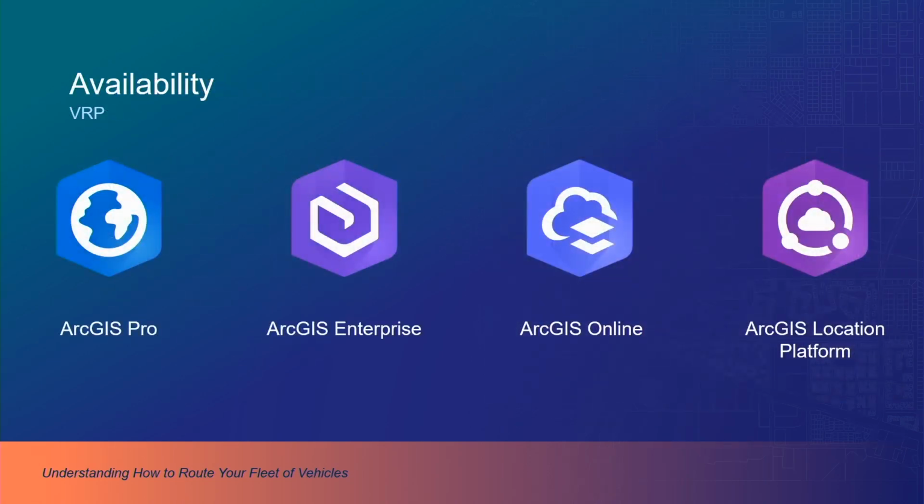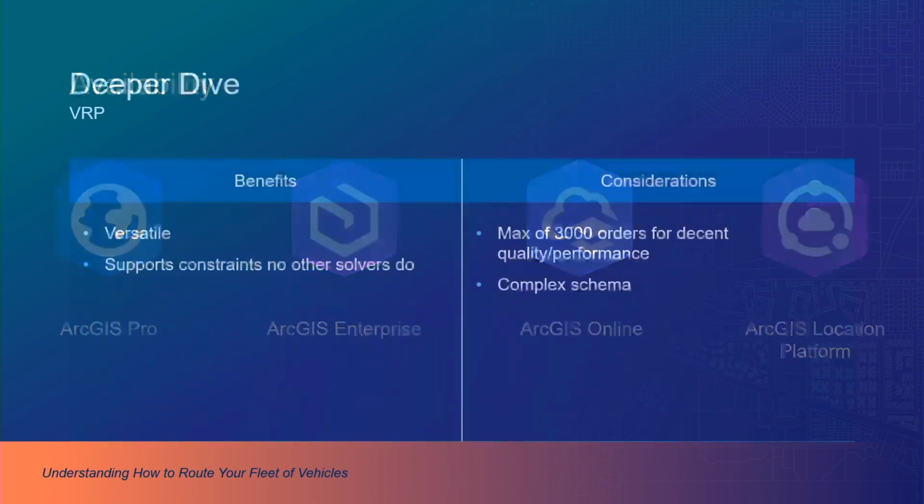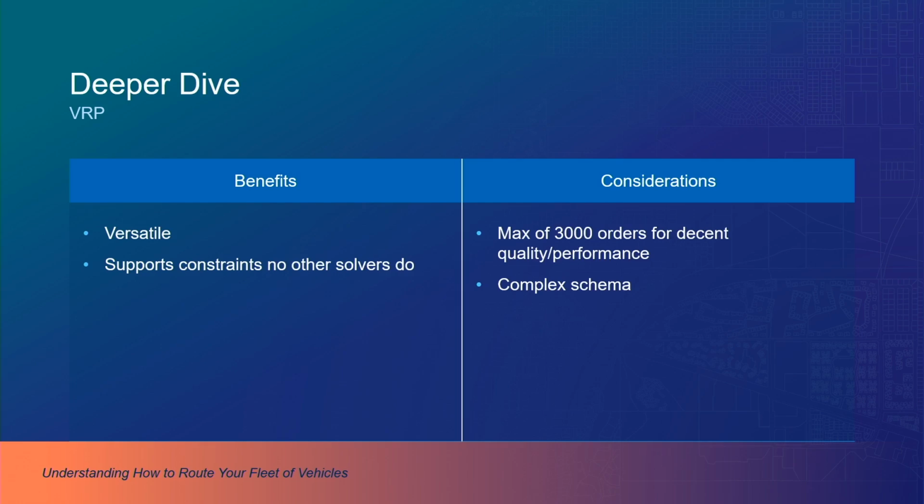The VRP solver is also available across the platform, giving you lots of modeling options. While the VRP solver is great for its versatility, it has some modeling constraints not available anywhere else. This versatility can also be a hindrance, though. It can be quite complex to get that model set up correctly. We also see a dramatic quality and performance degradation over 3,000 orders for this. So if you're going to use the vehicle routing problem, we think the smaller sizes are better for this option.